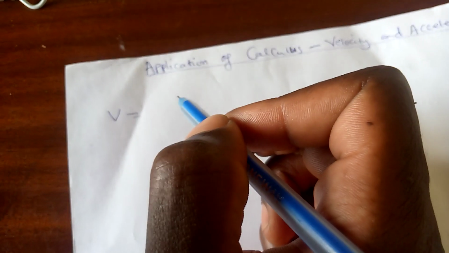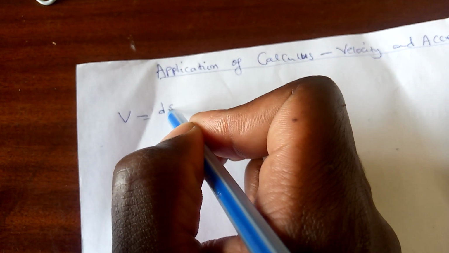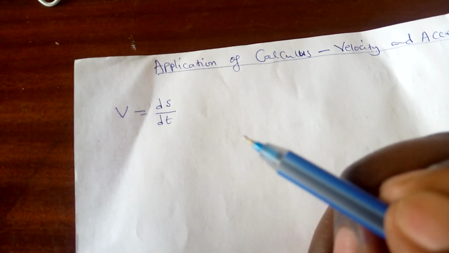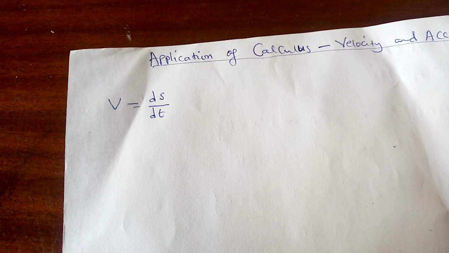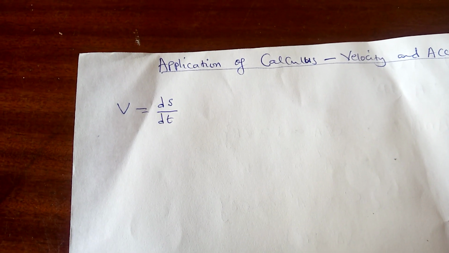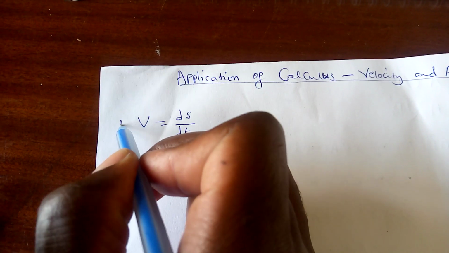So there are two formulas that you need to know by heart before you start dealing with velocity and acceleration. To find velocity, v, you are going to differentiate, or you're going to find the derivative of distance with respect to time. So velocity is equal to ds/dt. That is the derivative of s, which is distance, with respect to time. So you have to know this by heart. This is our first formula.